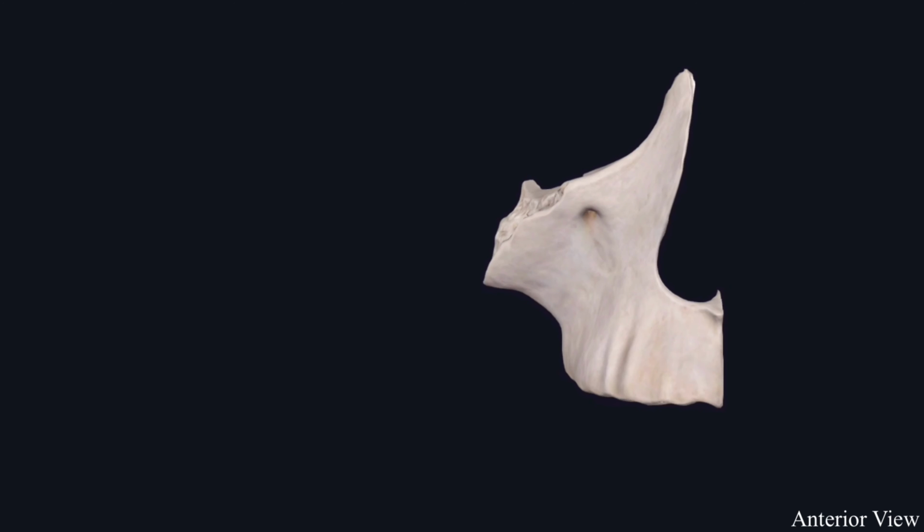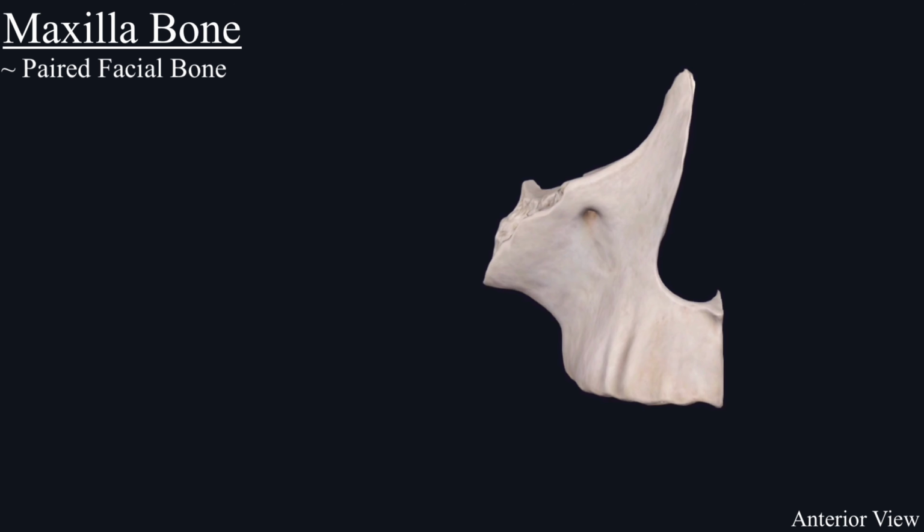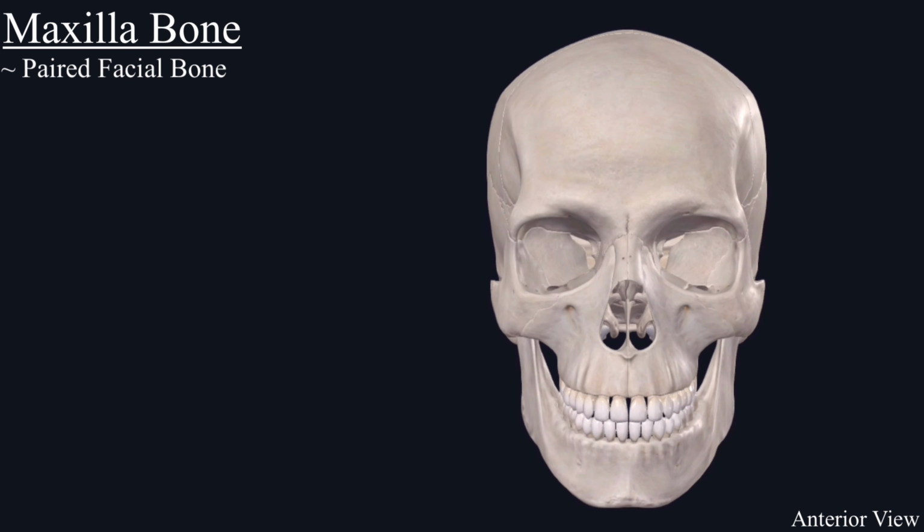In this video, I will discuss the maxilla bone in detail. It is one of the paired facial bones. In the complete skull model, appreciate the two maxilla bones meeting each other at the midline. These two bones are not fused. They are separate bones, thus making them paired facial bones.